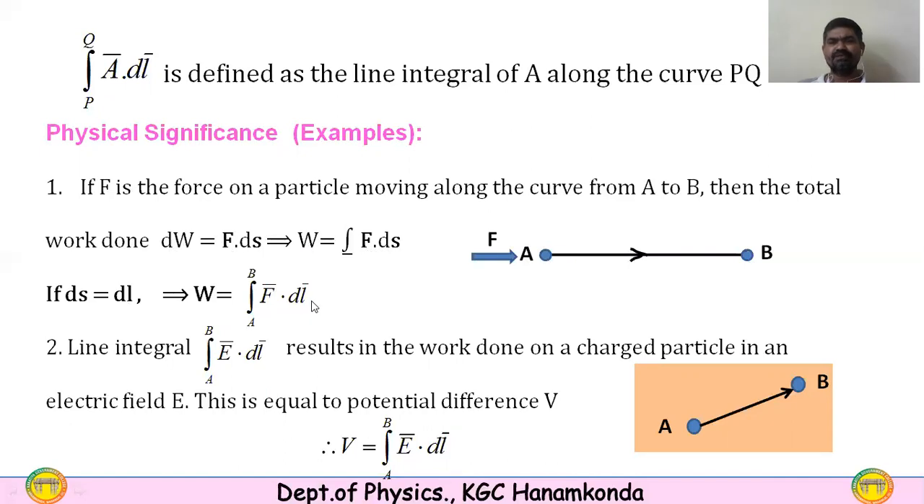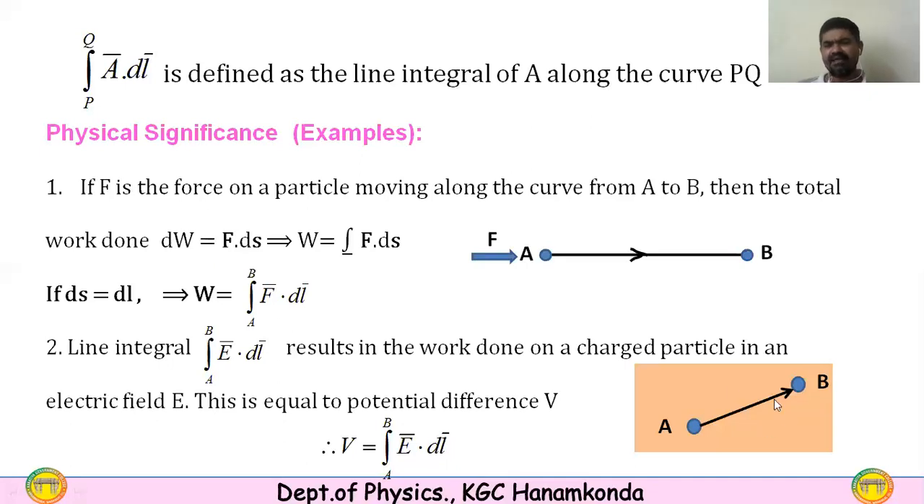This gives you the total work done when an external force acts upon a particle and that particle moves from A to B. Then we use line integration to calculate the total work done on the particle by the force F. Force acts upon the particle at A and the particle moves to point B. Therefore, the total work done is calculated by using this line integral.